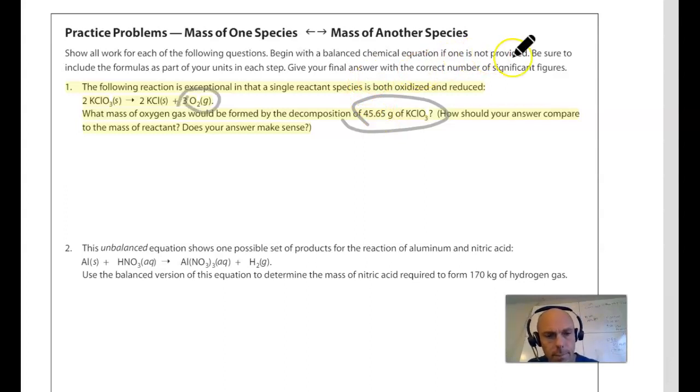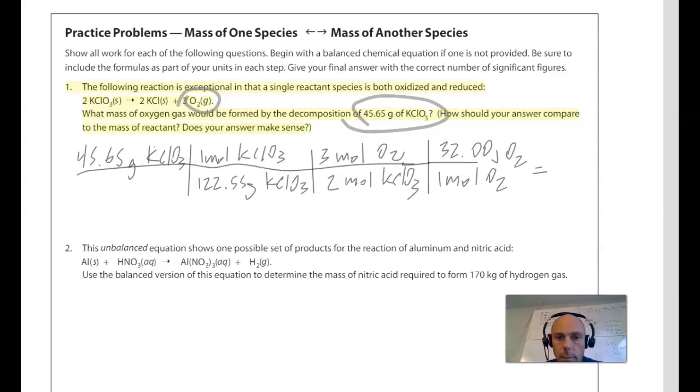And it says, think about what you might get for an answer. Remember, the law of conservation of mass says that the mass of everything you start with has to equal the mass of everything you end up with. And because there's two products this time, the mass of oxygen gas should be less than the mass of potassium chlorate because there's going to be some mass certainly left over in potassium chloride. So we should see a mass less than 45.65 for our answer. Take a bit to answer this on your own. Pause the video, come back, and see how you did in a moment.